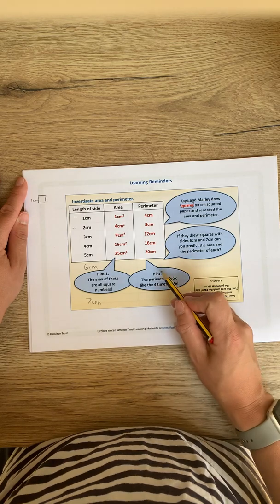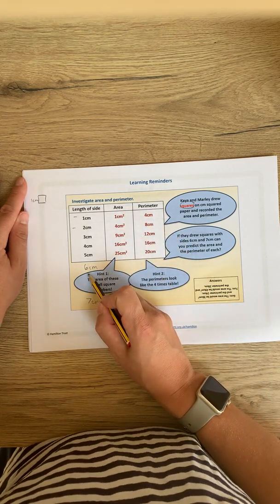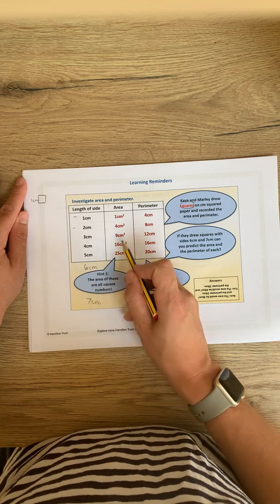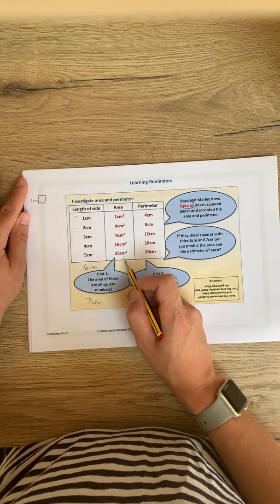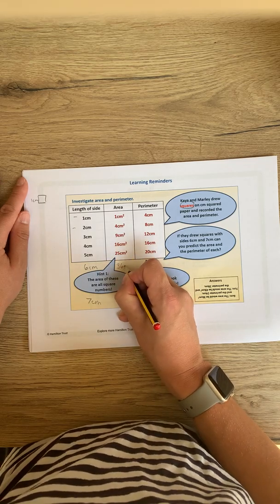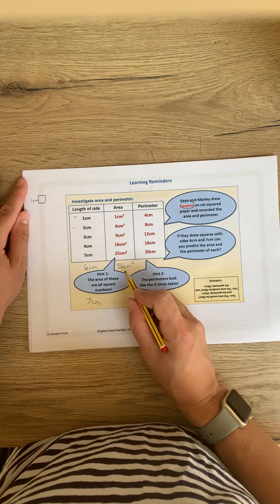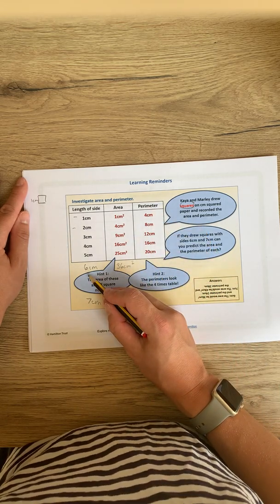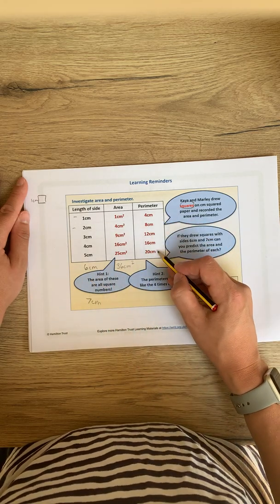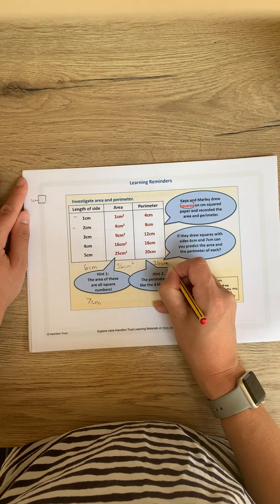So using those hints, what would be the area of a square which has sides of 6 centimetres? What would be the next squared number? Well done if you said 36 centimetres squared, because 6 times 6 is 36. What would the perimeter be for a square that has sides of 6 centimetres? Have a look at the pattern. Well done if you said 24 centimetres.